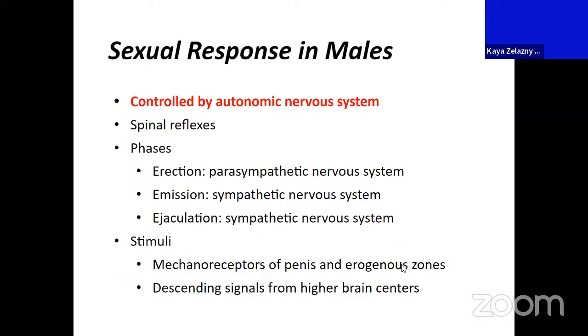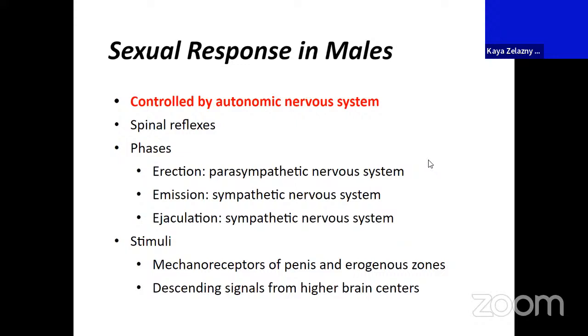Which brings us to the sexual response, which is the next piece we would need for sexual reproduction to occur. Okay, so during the sexual response in males, the goal from a biological perspective is ultimately sexual reproduction, and we've got a bunch of controls on this, right? So we're trying to get the sperm somewhere. So this is going to be under the control of the autonomic nervous system, that relatively involuntary portion of the nervous system. And we're going to have some spinal reflexes involved here.